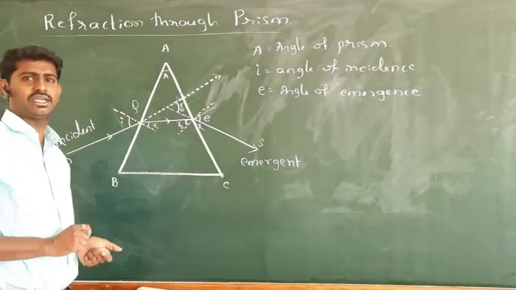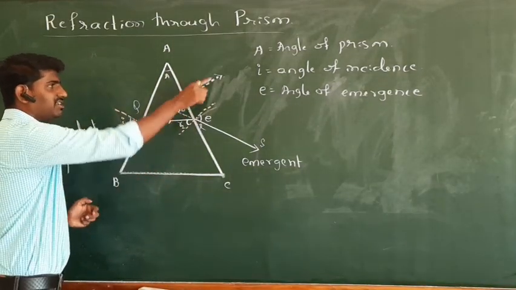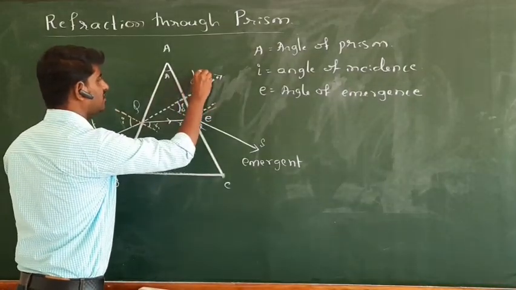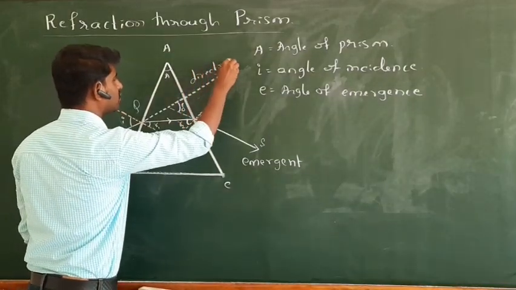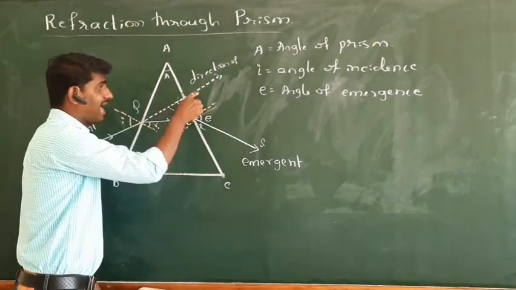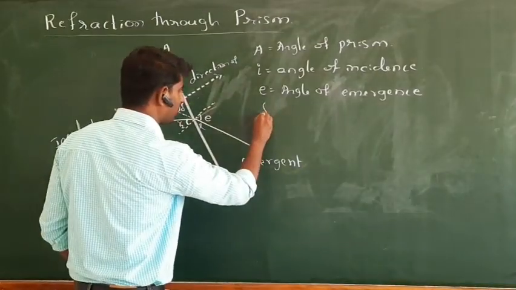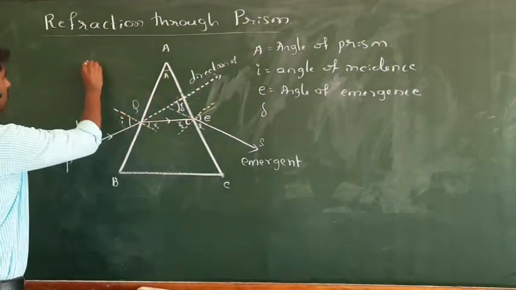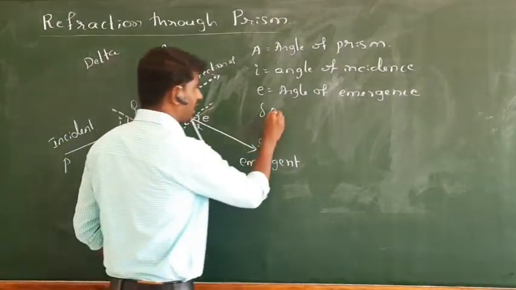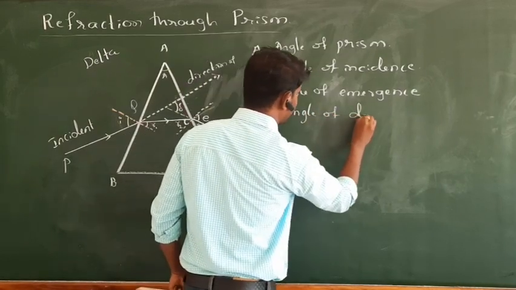How much is it deviated? We can measure it by extending the incident ray forward. This is the direction of the incident ray, and this is the direction of the emergent ray. The angle between these two is the angle of deviation. Very important term, and the symbol is delta. You should pronounce it as delta. So delta is the angle of deviation.